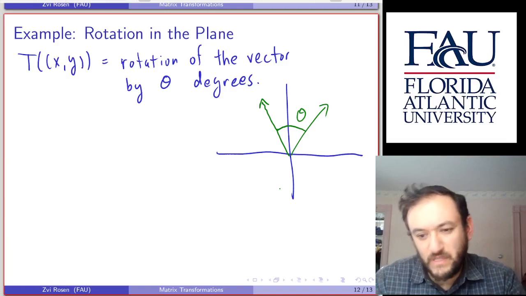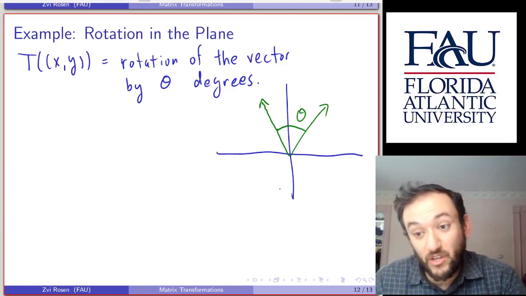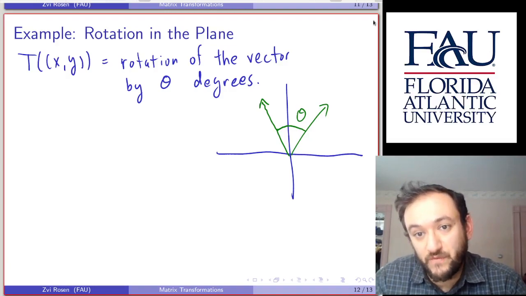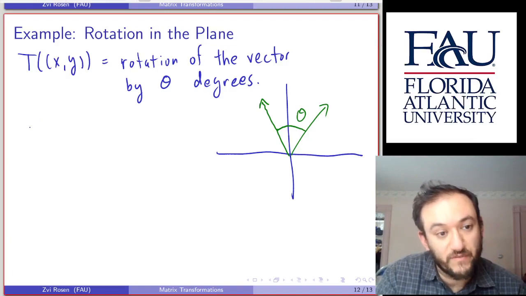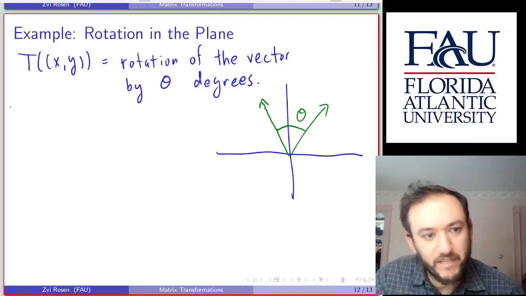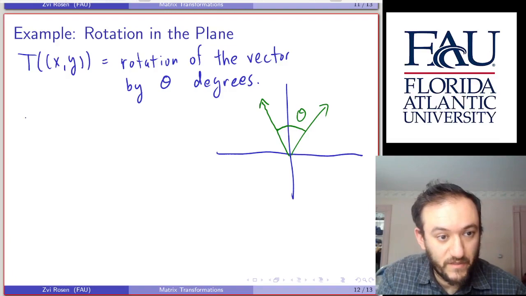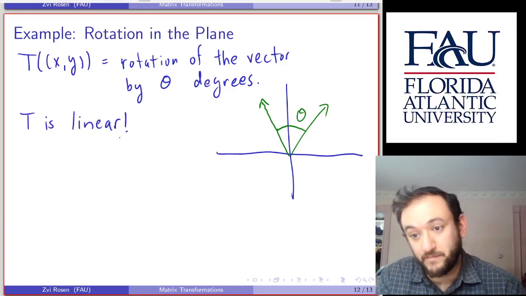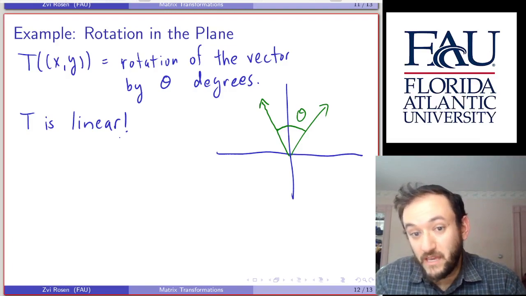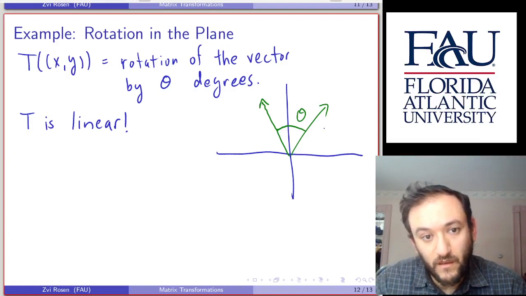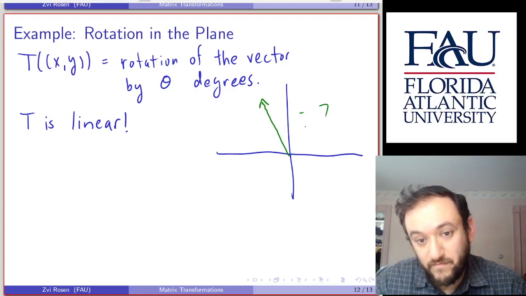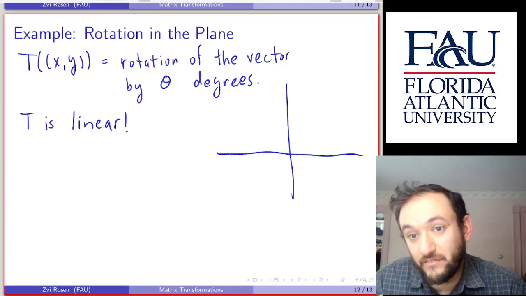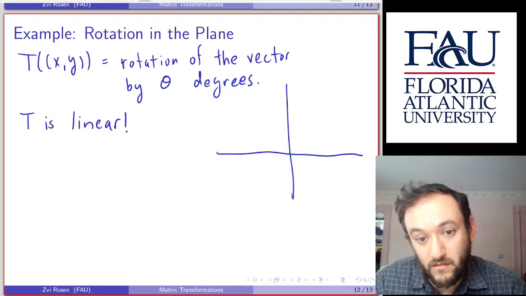But this is a confusing function to write down. I wouldn't even know how to give you a formula. Instead, we're going to go straight to the matrix form. So a fact about this transformation that might be a bit complicated to prove is that this is actually linear. So T is linear, which means it will have a matrix associated to it. And what will that matrix be? It will be the columns that we would get after inputting the standard basis vector.